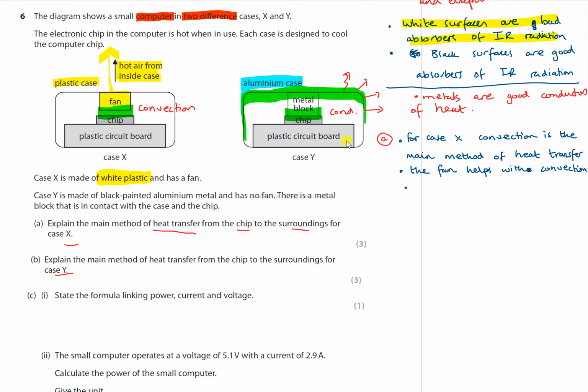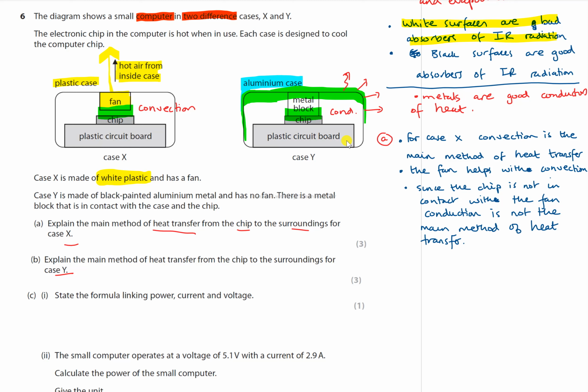And since the chip is not in contact with the fan, conduction is not the main method of heat transfer. Just bear with me, I'm talking to myself again. Right. What else can we say?